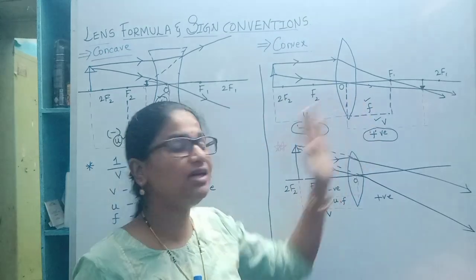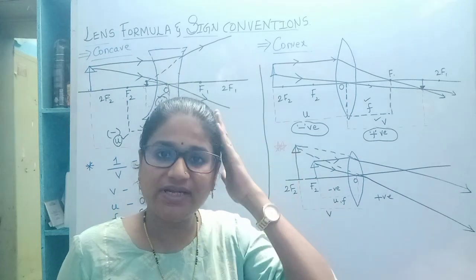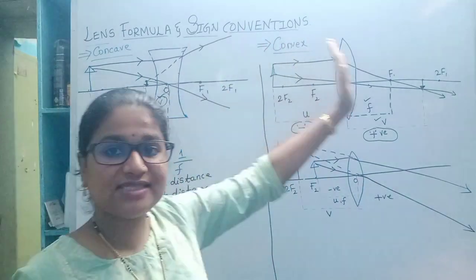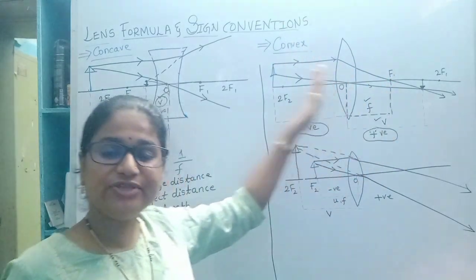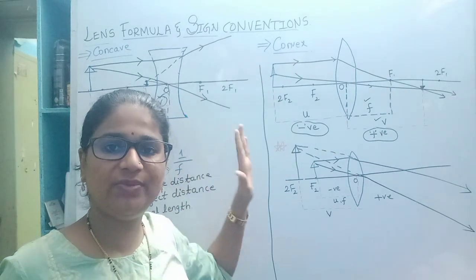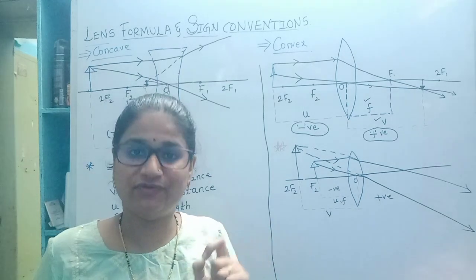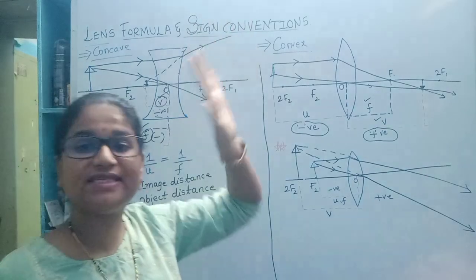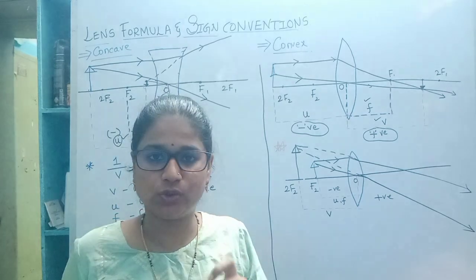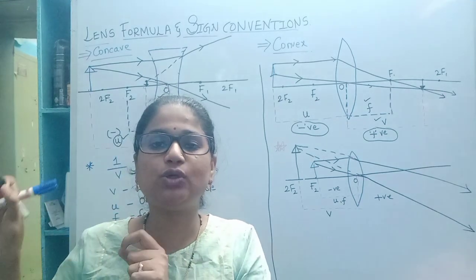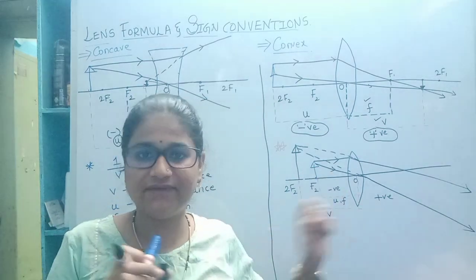And when you are using the ray diagram and you get confused about whether to write negative or positive, keep in mind that the terms which are in the direction of the incident ray will be positive, and those against the direction of the incident ray will be negative. This is regarding the lens formula and the sign conventions. The sign convention is the same in the case of the mirror formula also. There also the focal length of a convex mirror will be positive and the focal length of a concave mirror will be negative.